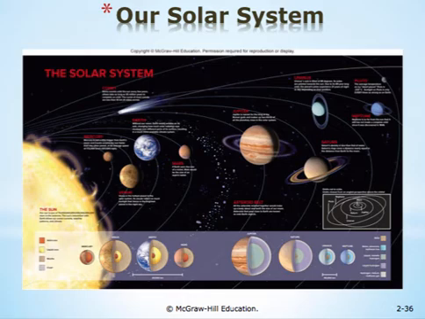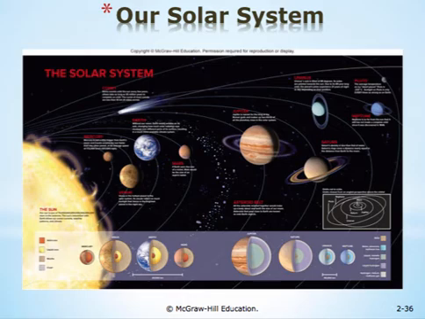Also, in this particular image are the principal gases that are present on each one. If you look at this, you can see that on Earth we have mostly nitrogen. Now you would think that our atmosphere is made up of mostly oxygen, but it's really not. Our atmosphere, the air that we breathe, has only 21% oxygen. Mars has mostly carbon dioxide.